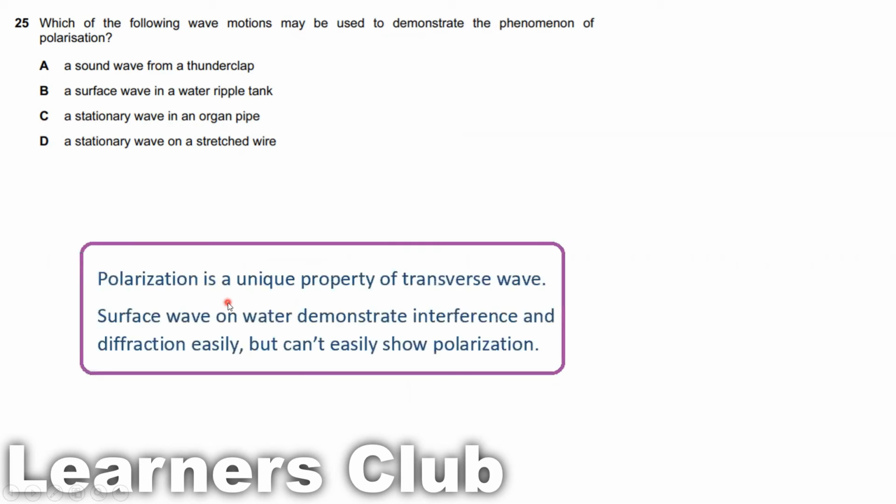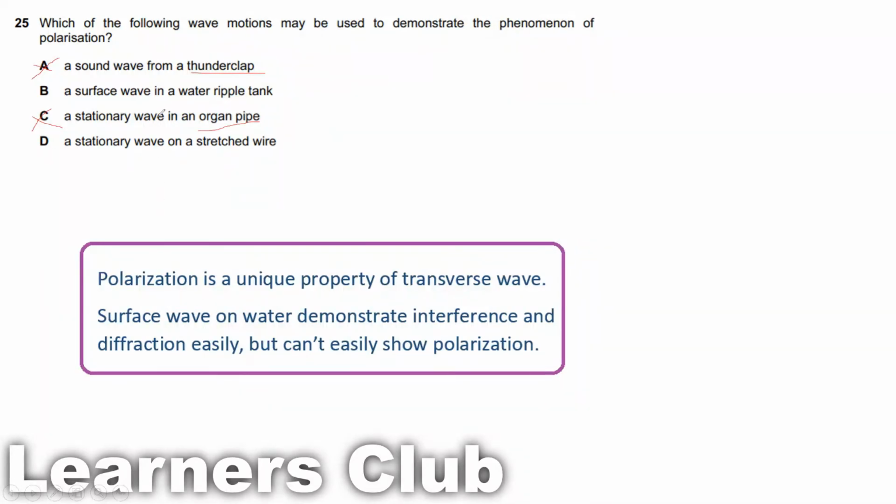Question 25. Which of the following wave motions may be used to demonstrate the phenomenon of polarization? First, we need to know what polarization is. Polarization is a phenomenon where the particles in a wave vibrate in only one direction, and it is a unique property of transverse waves. An organ pipe produces a sound wave, which is a longitudinal wave. Longitudinal waves cannot be polarized. Thunderclap is also a sound wave, so that's a longitudinal wave. So the only options left are B and D.